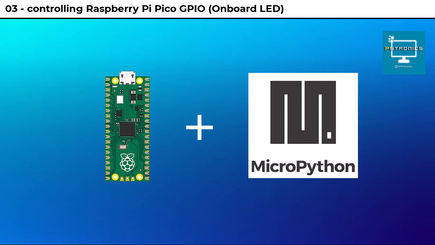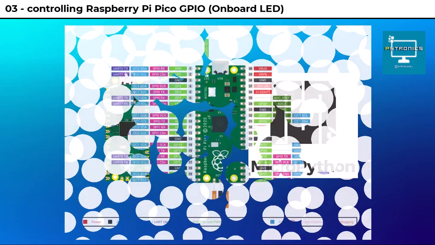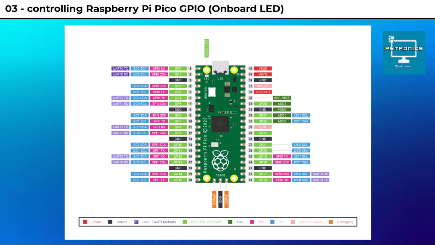In the previous tutorials we explained how to install the Thonny application and to prepare the Pico to be programmed with the MicroPython language. Today we will start controlling the GPIO of the Pico, which are the input and output ports of the Pico. The Pico has 26 multifunction GPIO, which can be either input or output, depending on the project we build.